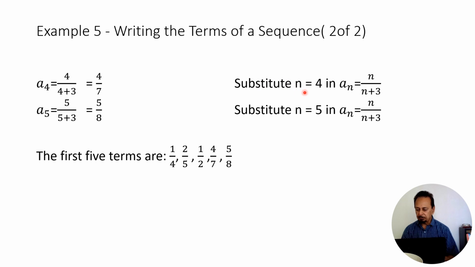To find the fourth term, we substitute n equals 4 in the formula, and it becomes a sub 4 equals 4 over 4 plus 3, which is 4/7. To find the fifth term, we put n equals 5. So it becomes a sub 5 equals 5 over 5 plus 3, which is 5/8. The first five terms are 1/4, 2/5, 1/2, 4/7, and 5/8.